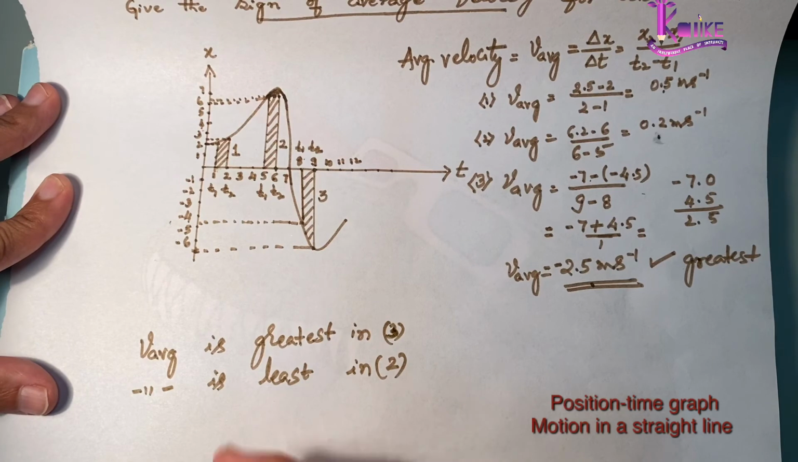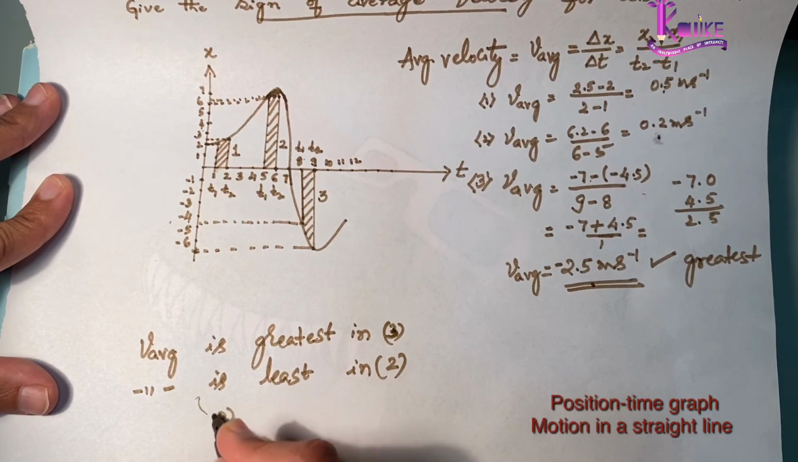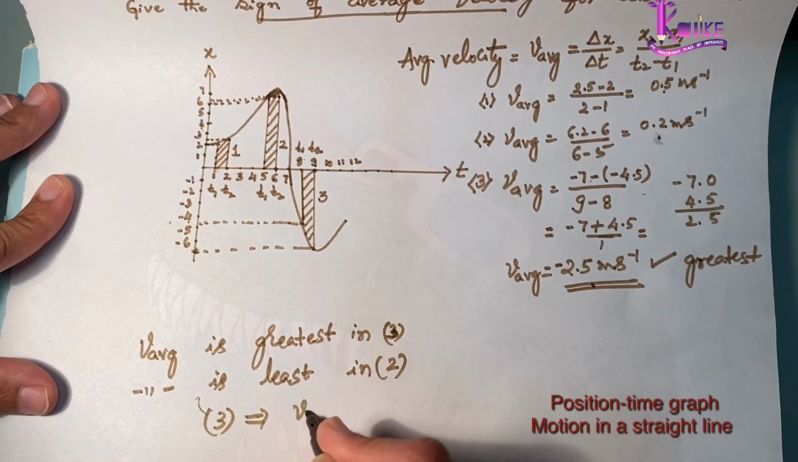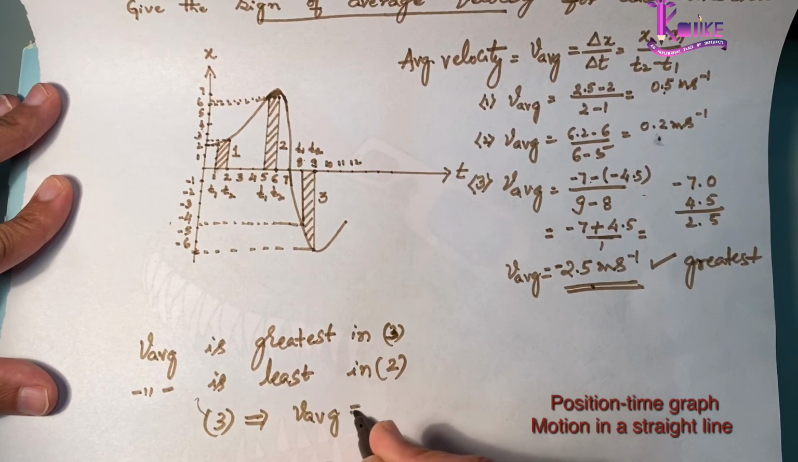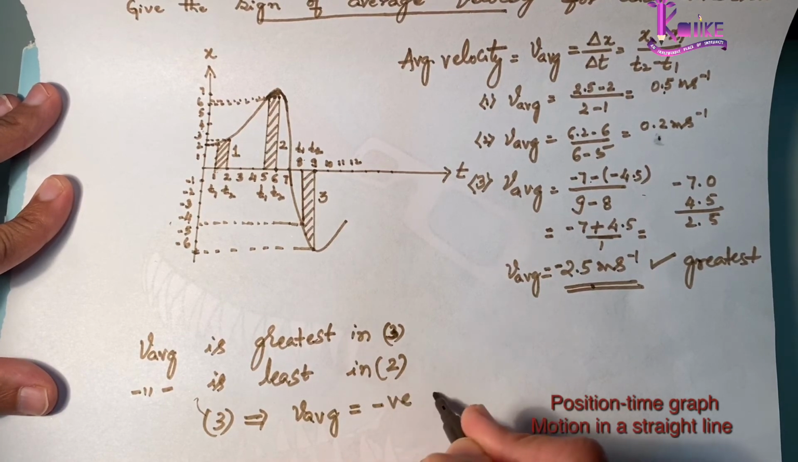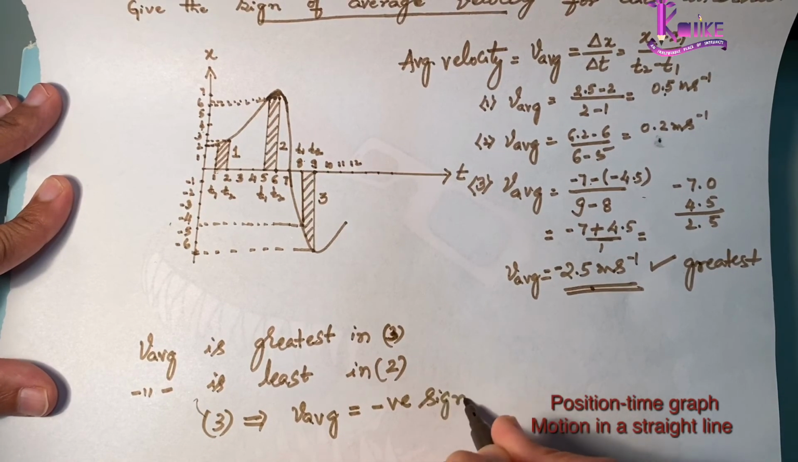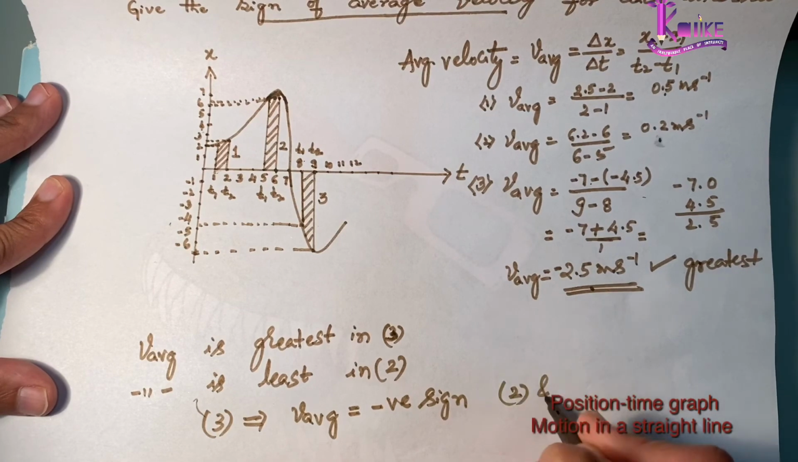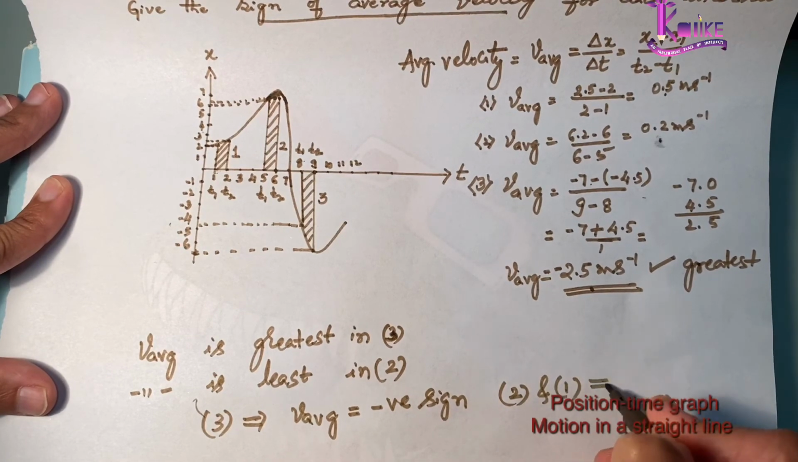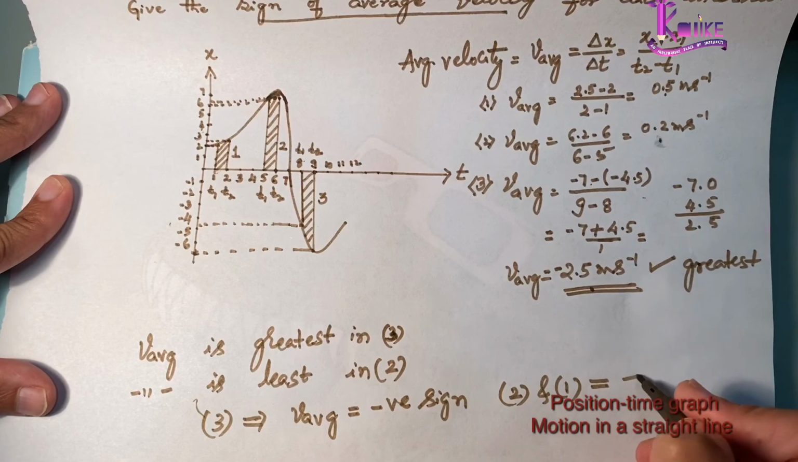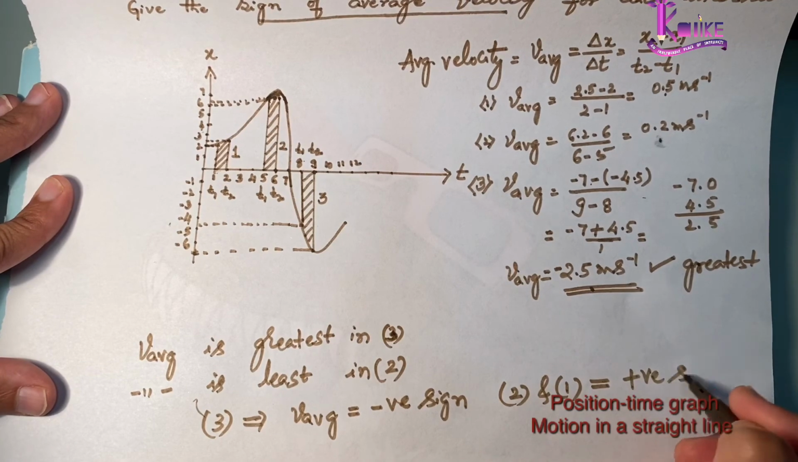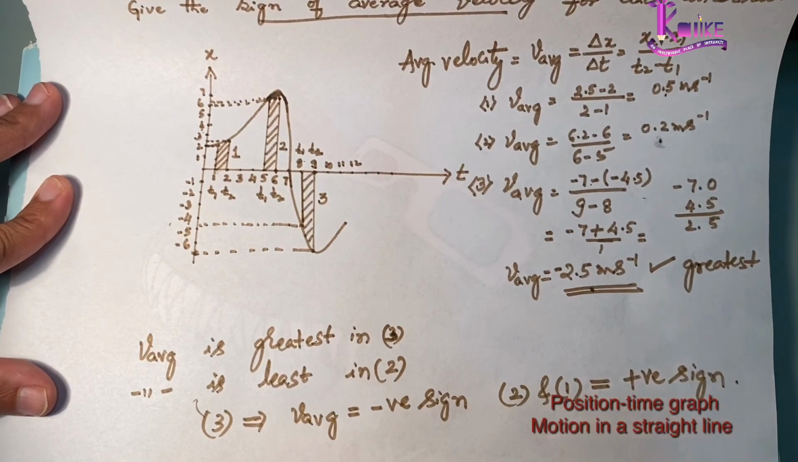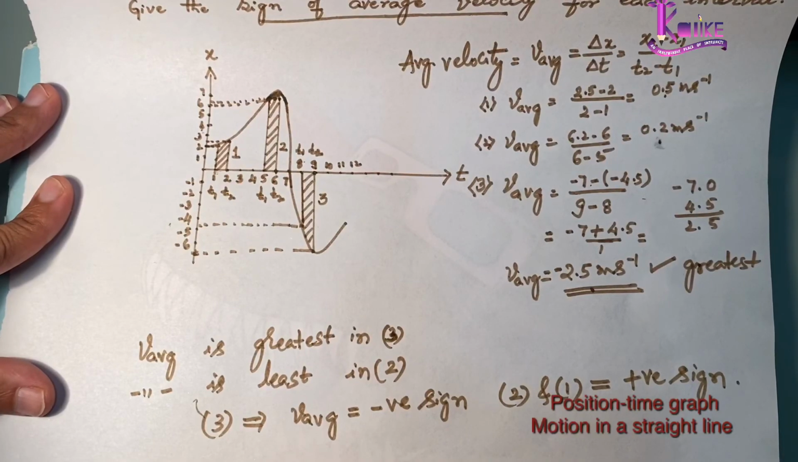Now what are the signs? In segment 3, V average has a negative sign. In segment 2 and segment 1, the average velocities have a positive sign. So this is how you solve the problem.